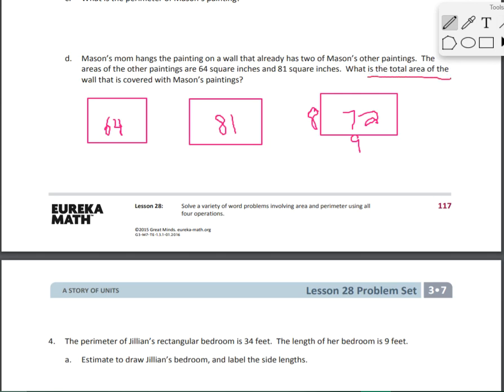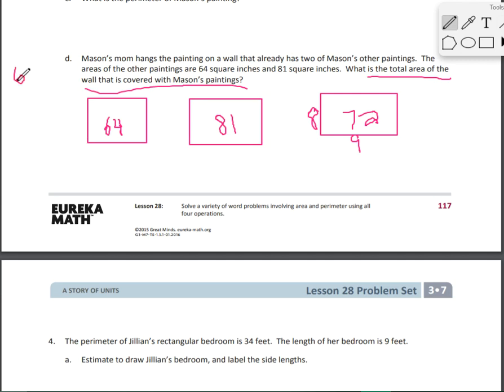What is the total area of the wall that is covered with Mason's paintings? So on this problem, it is really tempting to make this very complicated and to start trying to figure out what the missing lengths are and look for your sides. Maybe you have this urge to multiply something. You don't have to. For part D, all you need to do is add up the areas. That's it. We need to add 64, 81, and 72.